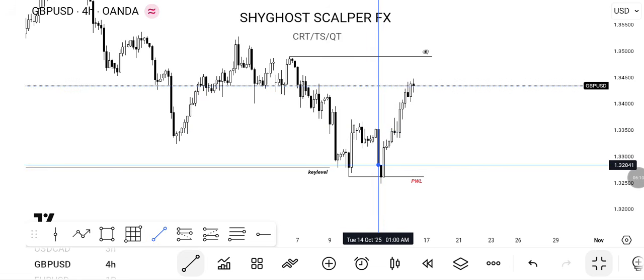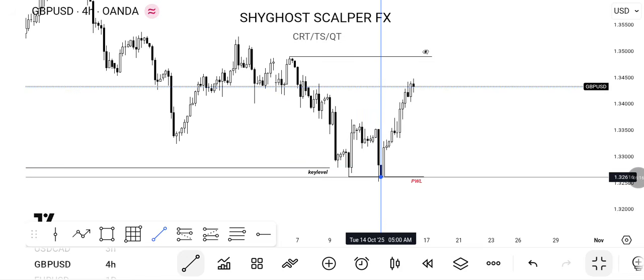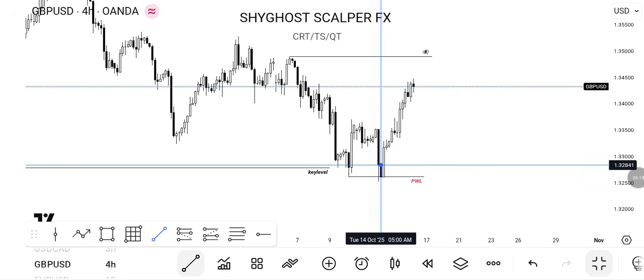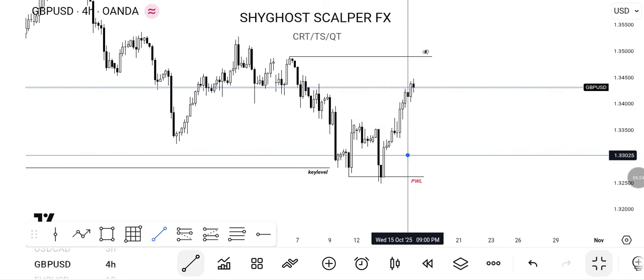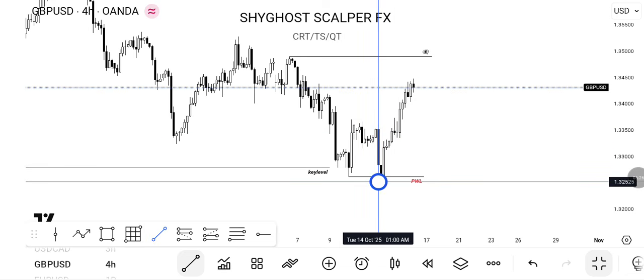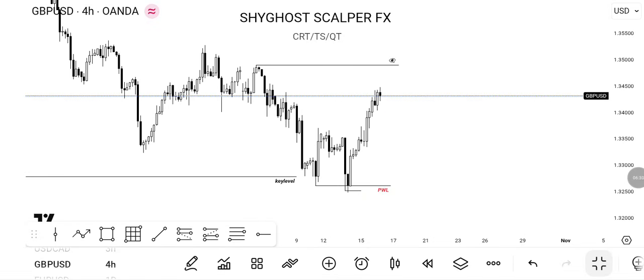So first of all, I've noticed that price purged here, right? At the key time, it was 5 a.m. So here we got what? Our 1 a.m. candle, which is what? Our CRT, right? So this was our lower time frame CRT, which is H4.